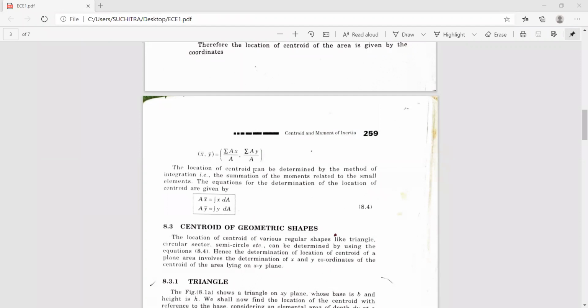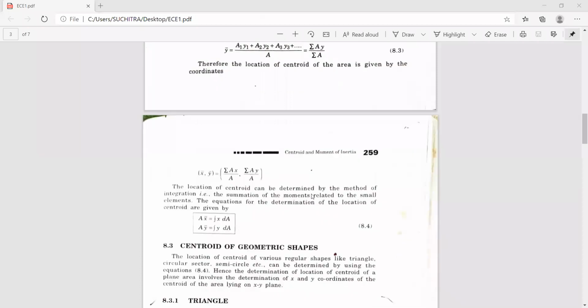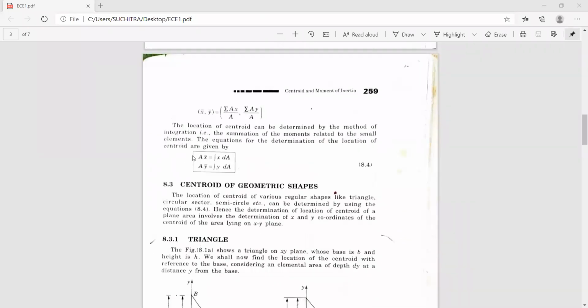The location of the centroid can be determined by the method of integration, that is, the summation of moments related to small elements. The equations for determining the location of the centroid are A x bar is equal to the integral of x dA and A y bar is equal to the integral of y dA. This is a more general expression, where A x bar is equal to A1 x1 plus A2 x2 plus A3 x3. Here we used the moment equations, whereas in the case of integration we determine the moment related to a small element.